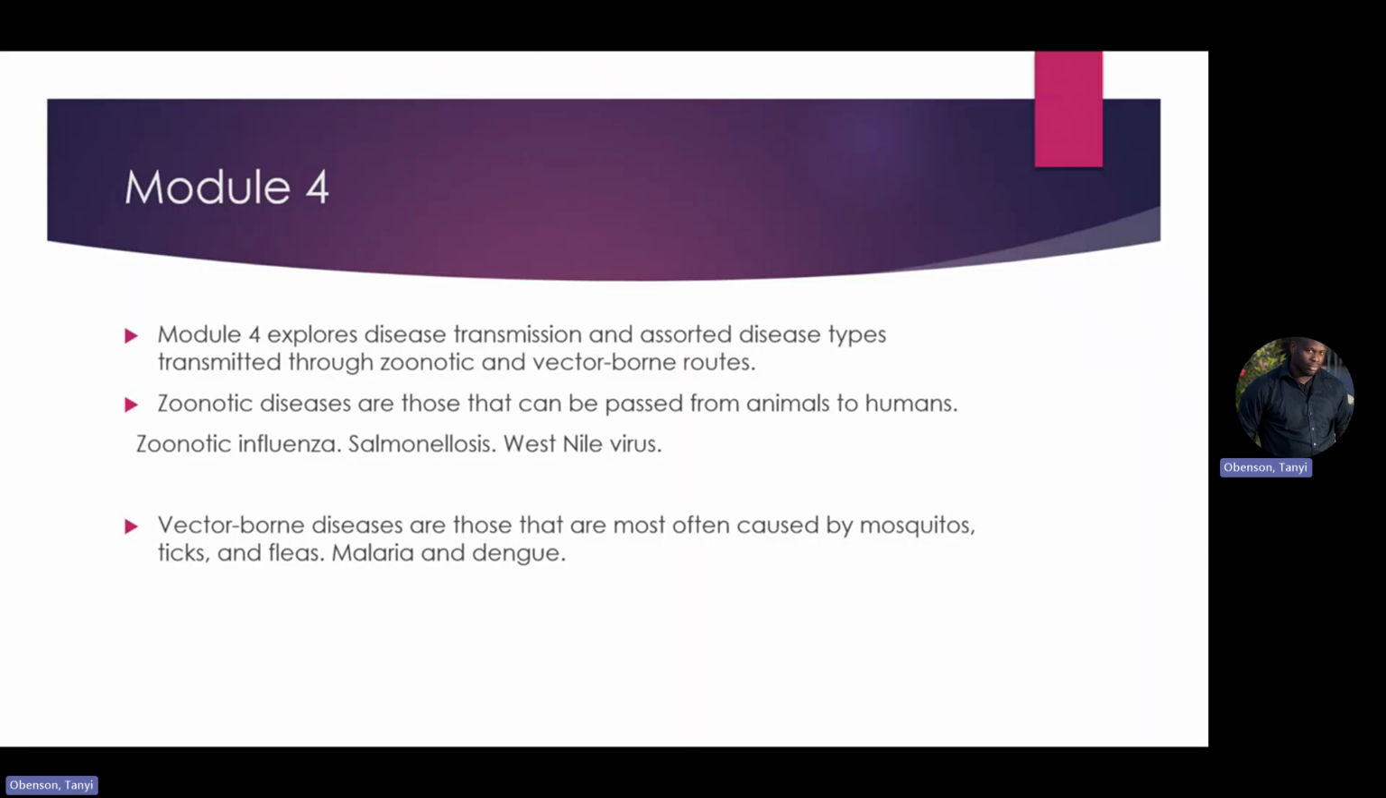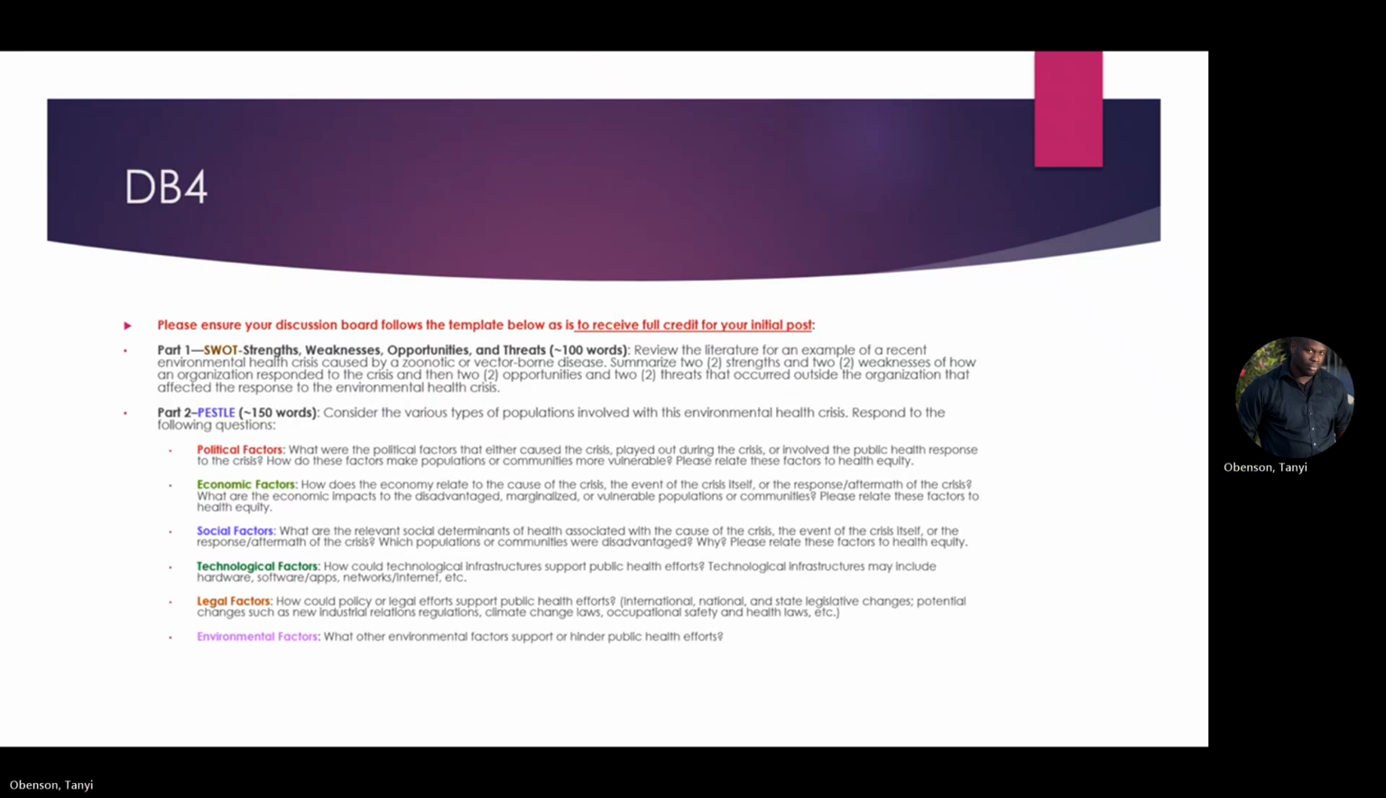So for module 4, we're going to explore disease transmission and assorted disease types transmitted through zoonotic and vector-borne routes. Zoonotic diseases are those that can be passed from animals to humans, such as zoonotic influenza, salmonellosis, and the West Nile virus. Vector-borne diseases are those that are caused by mosquitoes, ticks, and fleas. Malaria, dengue fever, and Japanese encephalitis are examples.